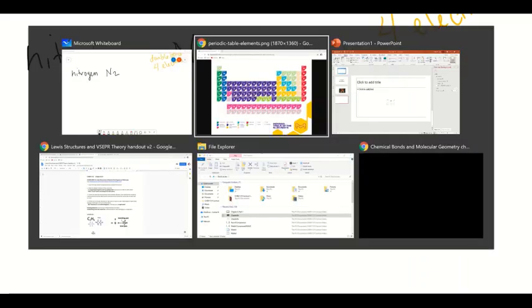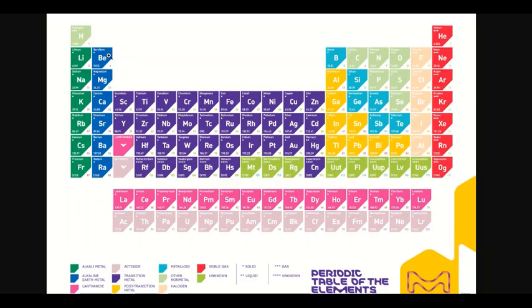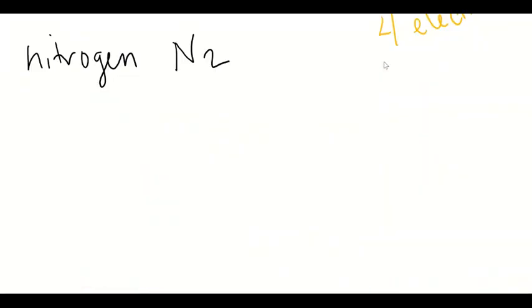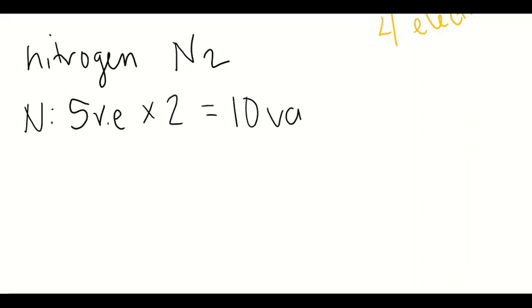Now we're going to do another one. Let's say we want to draw the Lewis structure for nitrogen. We know that nitrogen is another one of our diatomic elements. So you want to go to your periodic table and find that nitrogen has 1, 2, 3, 4, 5 valence electrons, because here we have 2s2, 2p3. So we have 5 valence electrons for each nitrogen, and we have 2 for a total of 10 valence electrons.